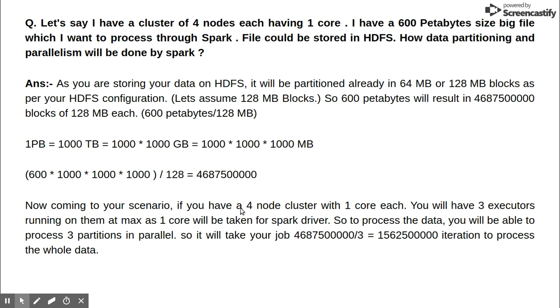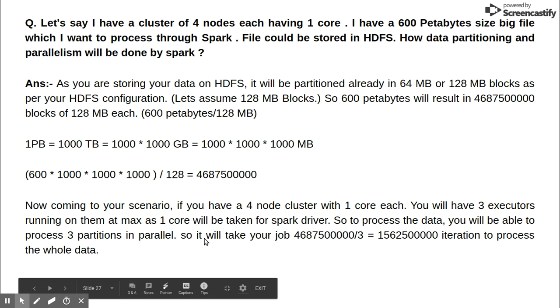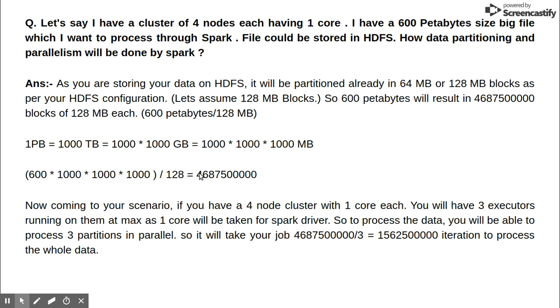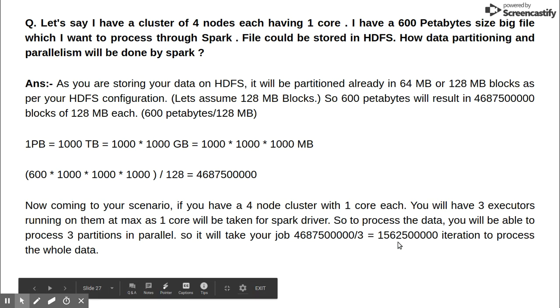Now coming to your scenario: if you have a 4 node cluster with one core each, what does it mean? At a time, only one task can execute per core. From these 4 nodes, 3 nodes will be assigned to executors and one node to the Spark driver. So you will have three executors running with one core each, and one node for the driver. So overall, how many iterations will there be? If you divide these many partitions, and at a time three partitions are processed, you will have these many iterations to process the whole data.